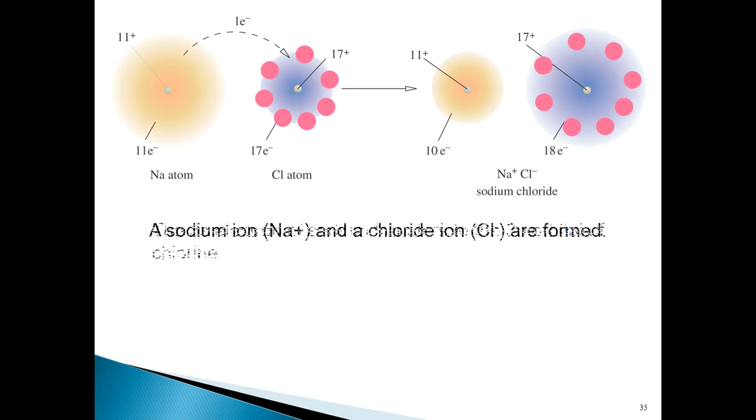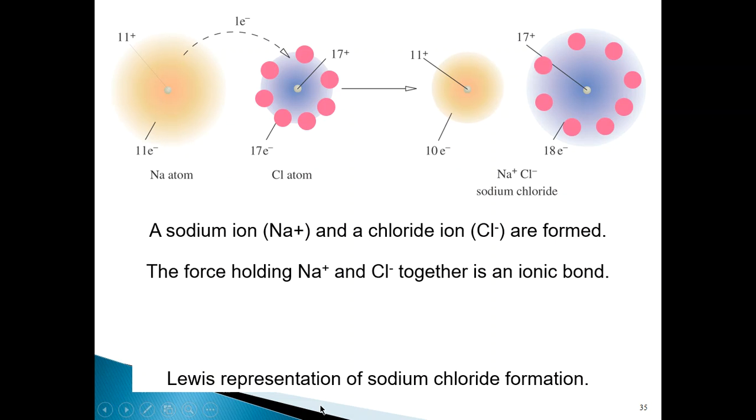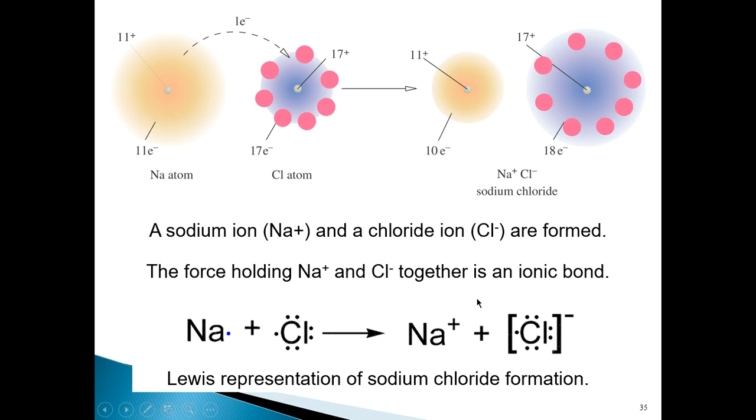As a result of the fact that the sodium has a plus charge and the chloride has a negative charge, there's going to be a force of attraction between the sodium and the chloride, and that force of attraction is called the ionic bond. This is what happens in the formation of sodium chloride, and basically what happens in the formation of any ionic compound that is formed between a metal and a nonmetal.